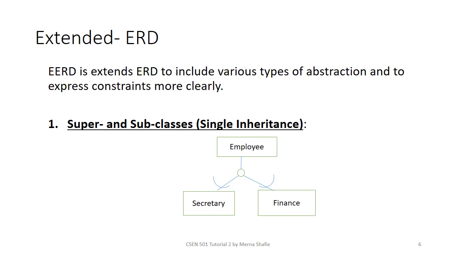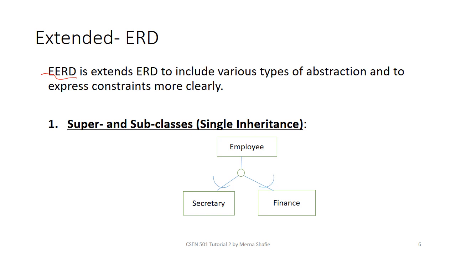What you have seen in the lecture is that we have extended the ERD. We were not satisfied with the ERD; we added more things to it to make it more expressive. So they created an extension called EERD, Extended Entity Relationship Diagram, which extends the normal ERD to include various types of abstraction and to express constraints more clearly. At the end of the day, we want it to be more expressive for us to understand.